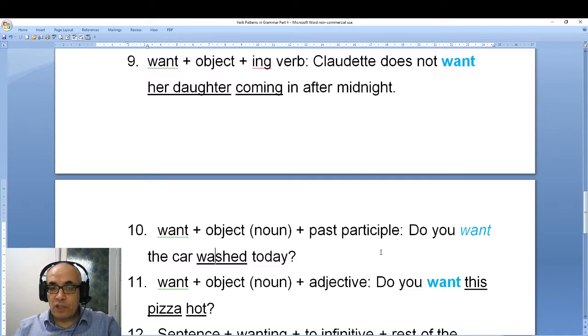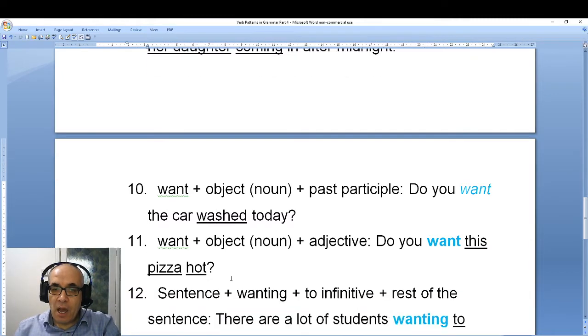Do you want the tomatoes cut today? Do you want the car repaired today? Do you want the lesson explained today? So as I said, you can make millions and millions of sentences. After want, you can use an object, which is a noun.